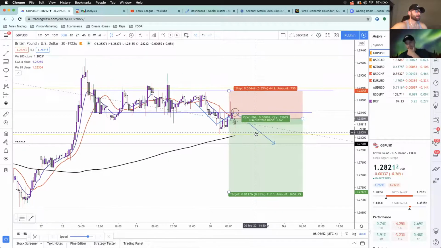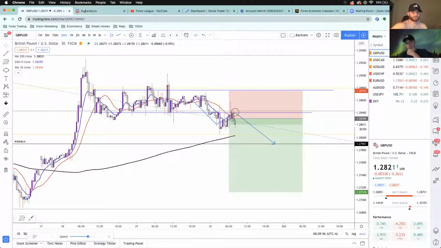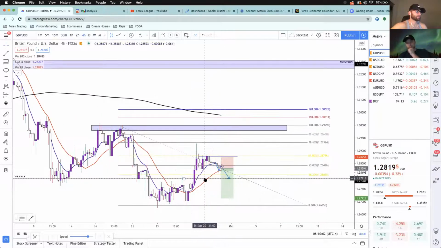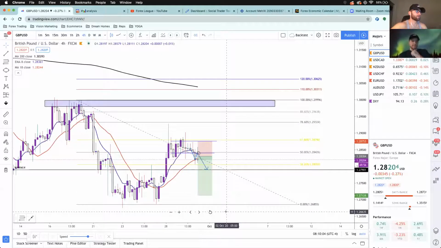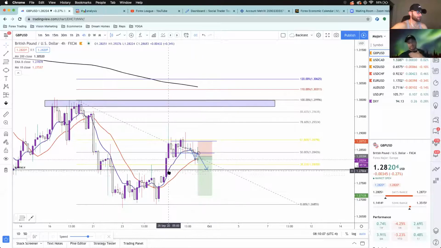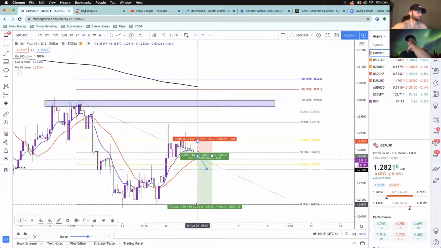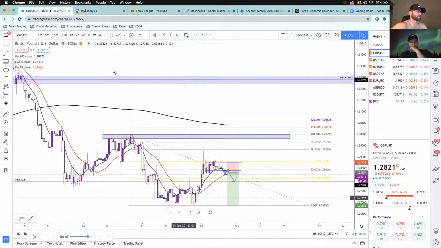Even though we take entries on the lower time frame, guys, we are targeting the 4-hour. So 4-hour time frame, this is where the fibs are overall. We have this weekly level here, so we're going to see how it tests this level first. Right around there is when we'll move stops to break even. And then, ultimately we're targeting the 0% level and even lower.